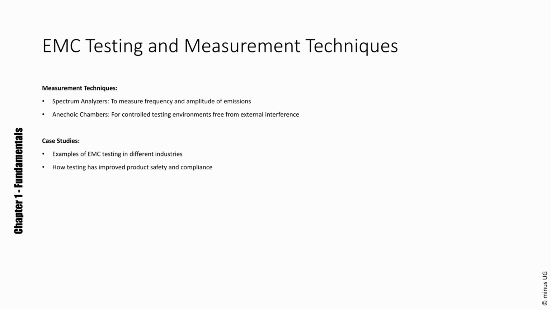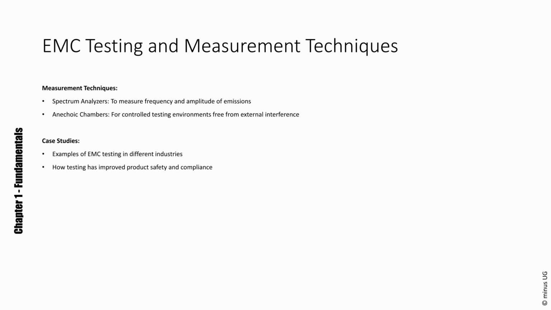EMC testing and measurement techniques. Measurement techniques. In EMC testing, various measurement techniques are employed to assess the electromagnetic compatibility of devices. Spectrum analyzers are crucial tools used to measure the frequency and amplitude of emissions from electronic devices. They help in identifying and quantifying electromagnetic emissions across a wide range of frequencies, thus ensuring that the device complies with emission standards. Anechoic chambers, another vital component in EMC testing, provide controlled environments that are free from external electromagnetic interference. These chambers are designed to absorb reflections of electromagnetic waves, making them ideal for accurately measuring the emissions and immunity characteristics of devices without external noise contamination.